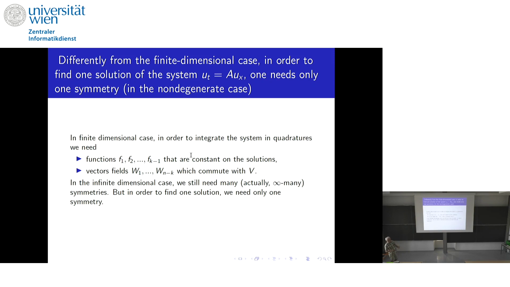To find all solutions, we still need many, actually infinitely many, even a function space dependent on functions, a space where we can specify arbitrary functions. But in order to find one solution, one needs only one symmetry. I will discuss this later. This will be the essence of the Tsarev-Hodograph method. Let me recall that in lecture 3, we also needed only one conservation law to find one solution. The point was that we have enough conservation laws to find all solutions.